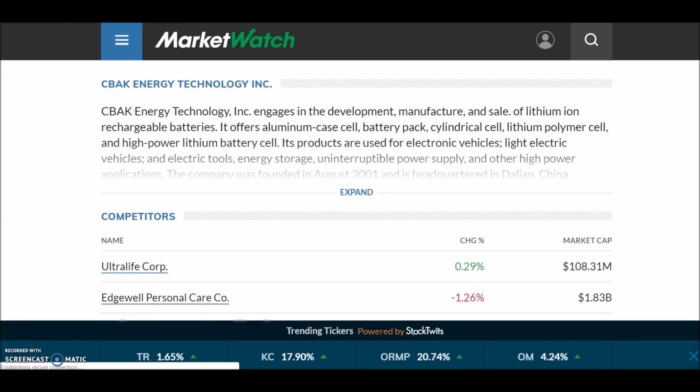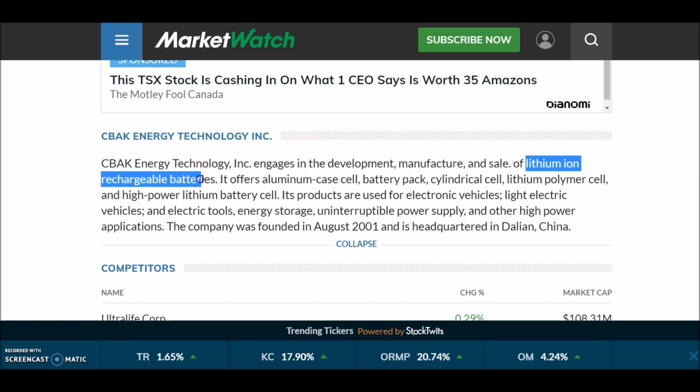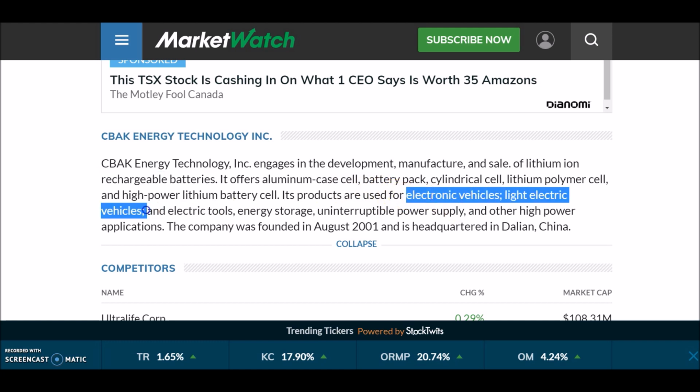If you do not know about this stock, I will quickly go through what the company does. They engage in the development, manufacture, and sale of lithium-ion rechargeable batteries. This is important. It also has a connection with electric vehicles, light electric vehicles, electric tools, electric storage, and so on. So basically they produce lithium-ion rechargeable batteries, and it has a very good connection with EVs.